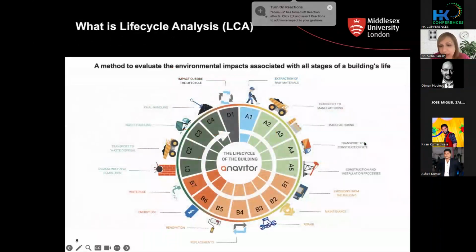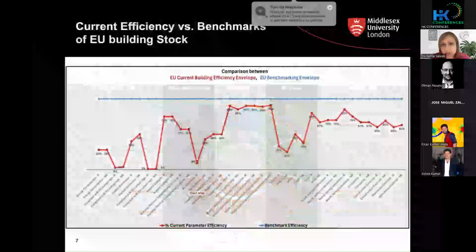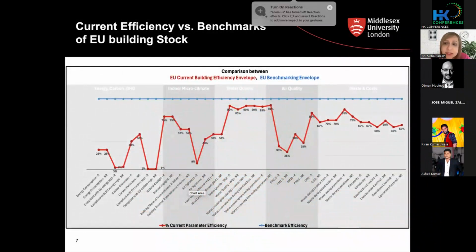Okay, so much talk about problems. So where does life cycle analysis come into place? Life cycle analysis is basically a method that we use to evaluate the environmental impacts that our buildings have at different life cycle stages. So what is the current impact on the environment that the building has, and how can we improve it, in terms of what I just showed you, in terms of reducing carbon emissions, reducing pollutants, reducing energy, improving indoor climate, improving water quality, and so on.